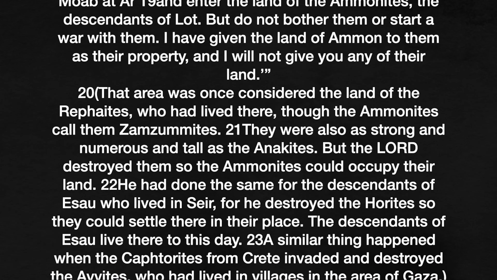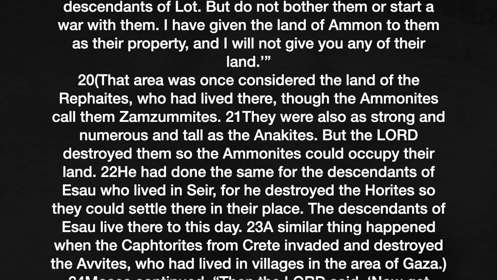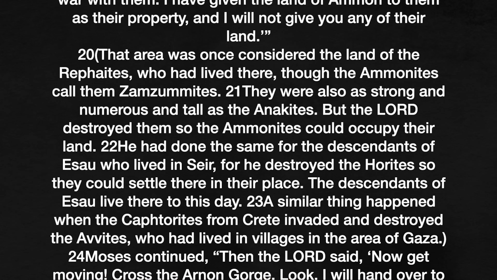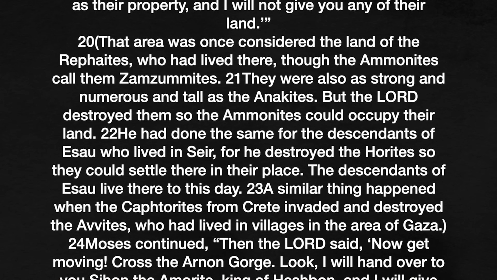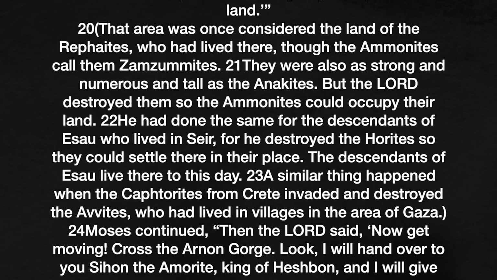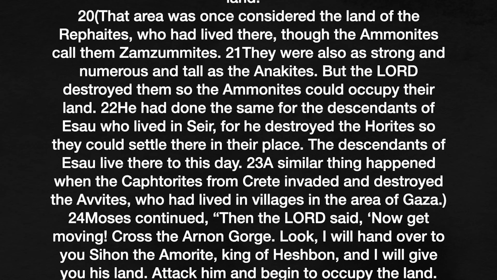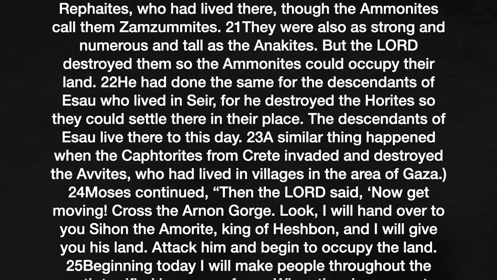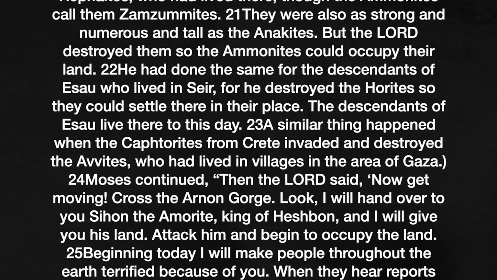He had done the same for the descendants of Esau who lived in Seir, for he destroyed the Horites so they could settle there in their place. The descendants of Esau live there to this day. A similar thing happened when the Caphtorites from Crete invaded and destroyed the Avites who had lived in the villages in the area of Gaza.